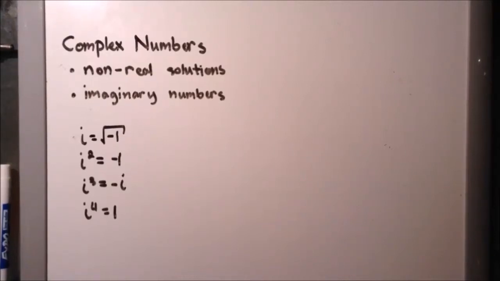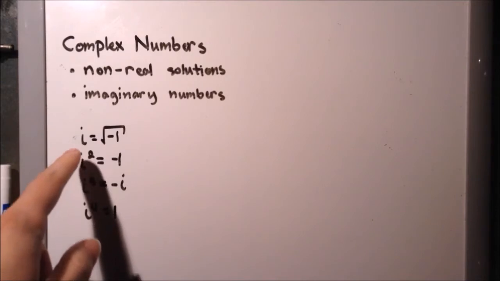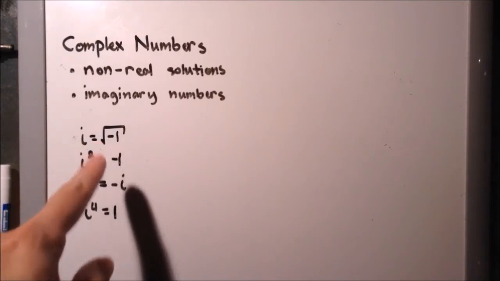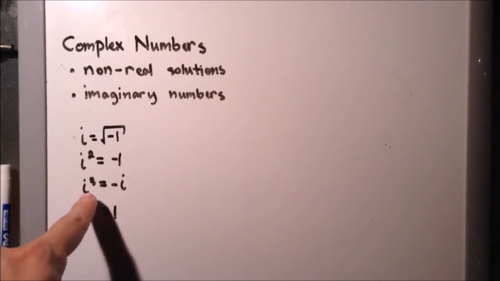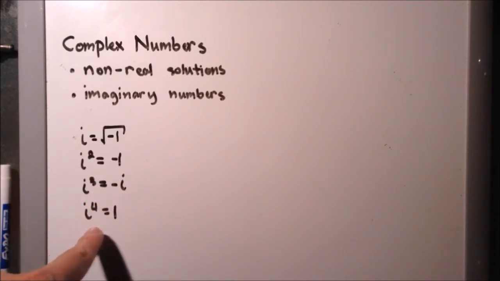For this section, let's review the 4 i's. i is the square root of negative 1. i squared equals negative 1. i to the third is negative i, and i to the fourth is positive 1. Now, we're going to use these properties to simplify given imaginary expressions.